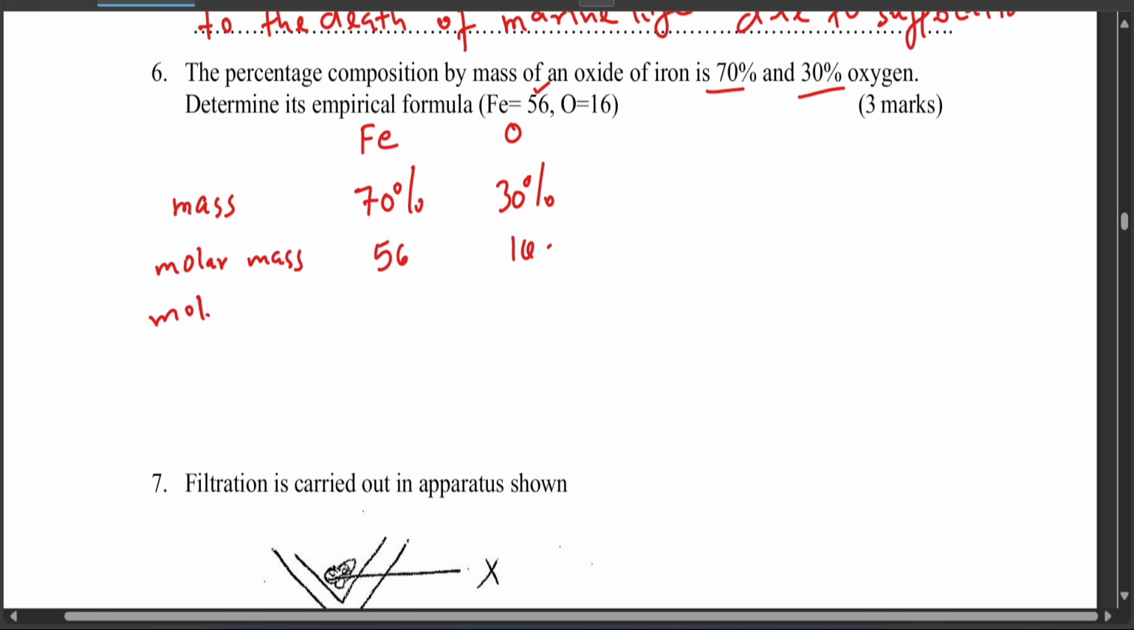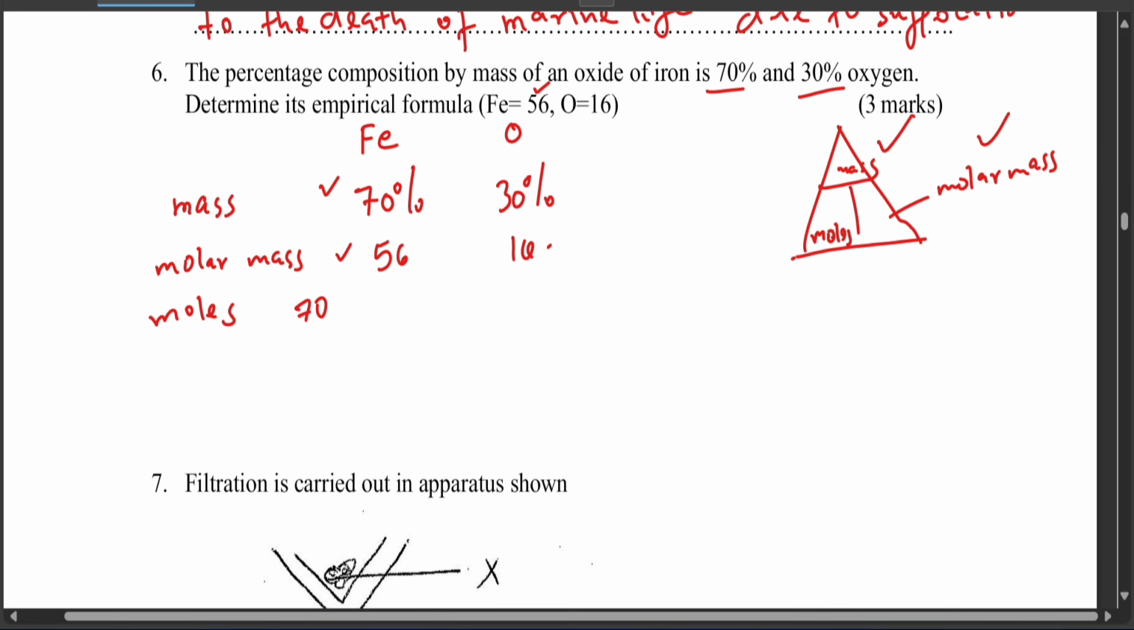Now we search for something called moles. Now we have the structure here where this is mass, and this is moles, and this is molar mass. For you to get moles, you take mass divided by molar mass. So you take 70 divided by 56. How much do you get? If you take 70 divided by 56, ignore the 100%, you get 1.25. So moles is given by 70 divided by 56, which gives you 1.25.